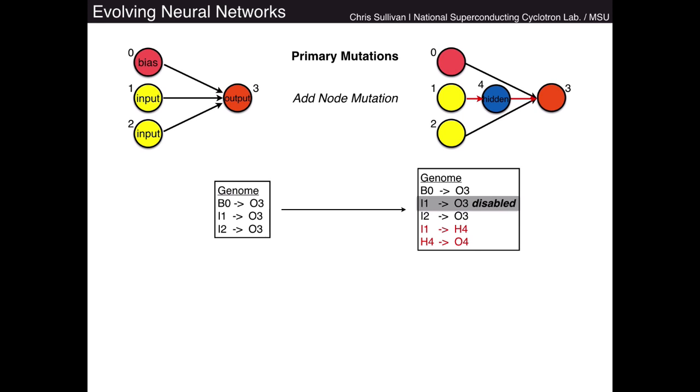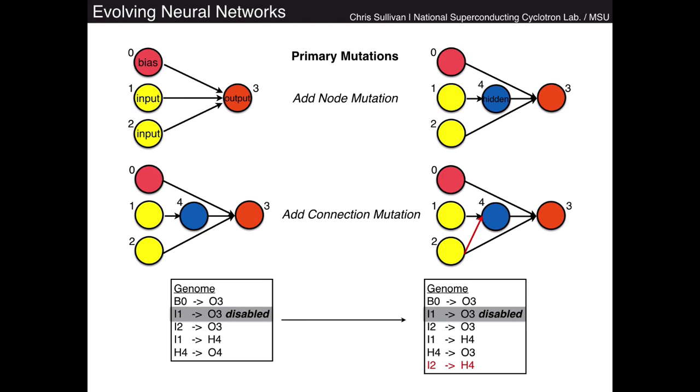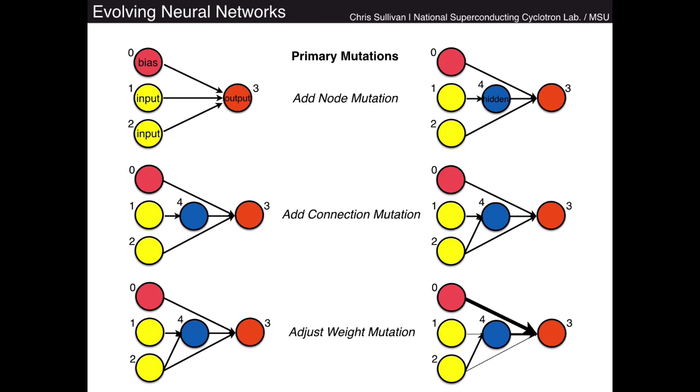There's another type of mutation known as the add connection mutation, where you can see in this case we've gone from our prior network to a network that now has a connection from node 2 to node 4, shown in red here. And again, we update the genome. In addition, you can also have an adjust weight mutation, where a specific connection weight is randomly permuted within some range that you set. So these represent different structural and weight mutations that can occur every generation.